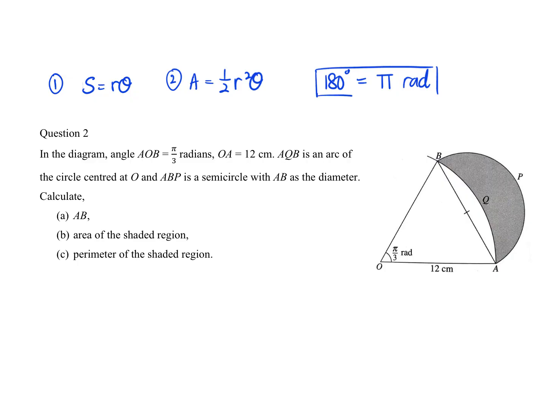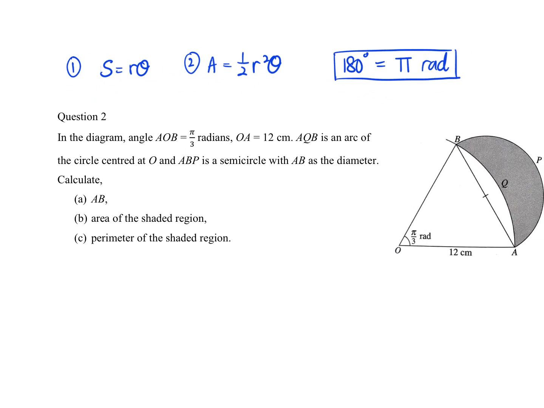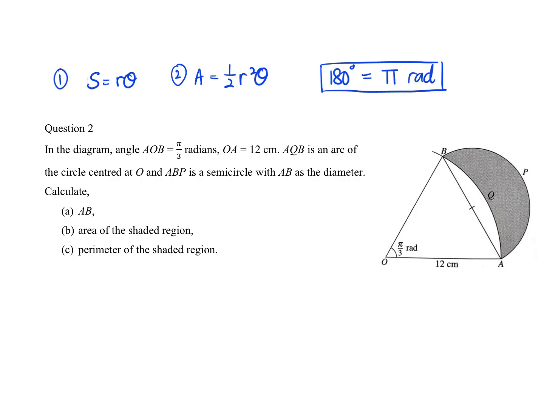Okay, so let's begin with the question. Question number 2, inside this diagram, angle AOB is pi over 3 radians. Now remember and take note, right? Pi is actually 180 degrees. So this angle AOB tells me this is 180 divided by 3, which is actually 60 degrees.